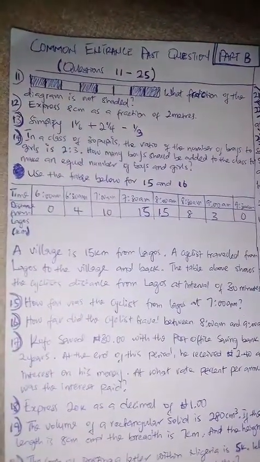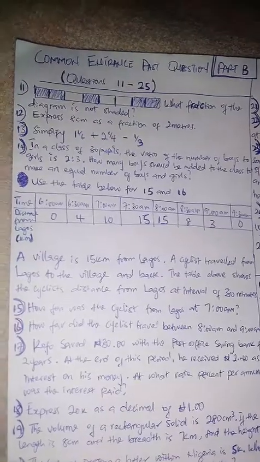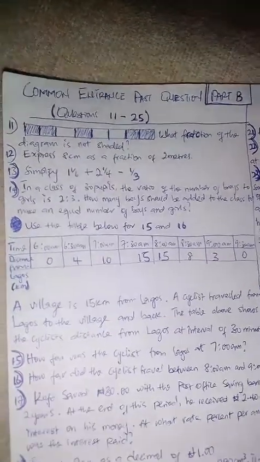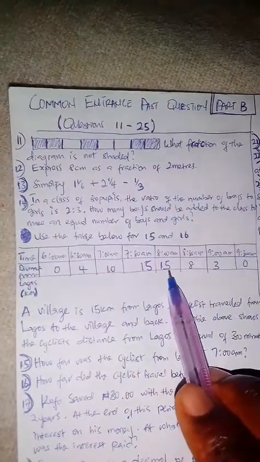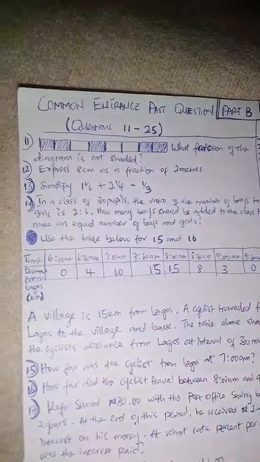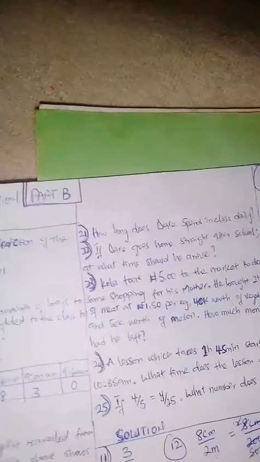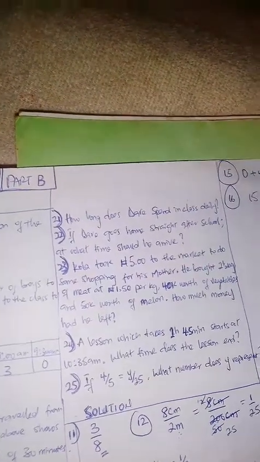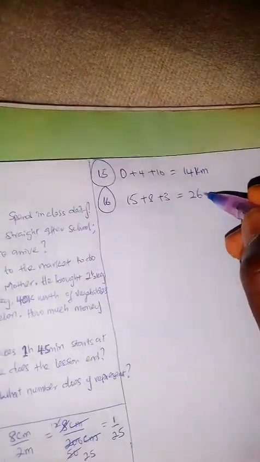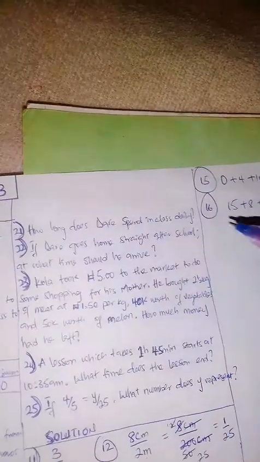Okay. And number 16 question. It says, how far did the cyclist travel between 8 a.m. and 9 a.m.? Between 8 and 9, that's 15, 8 and 3 kilometers. That becomes 15 plus 8 plus 3. So this is 26 kilometers. As simple as that.